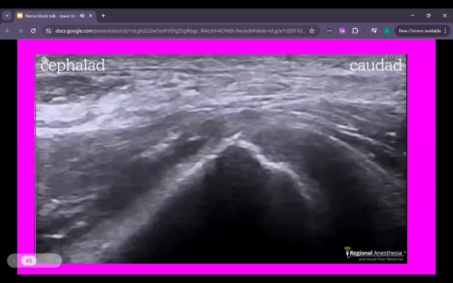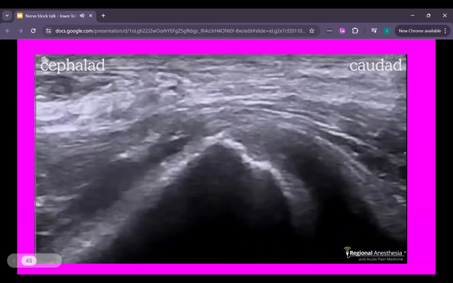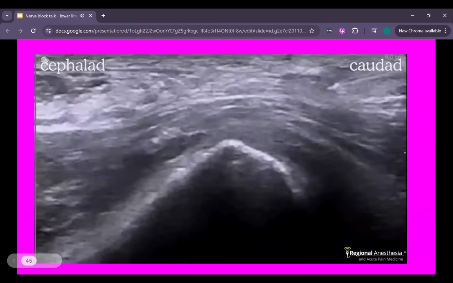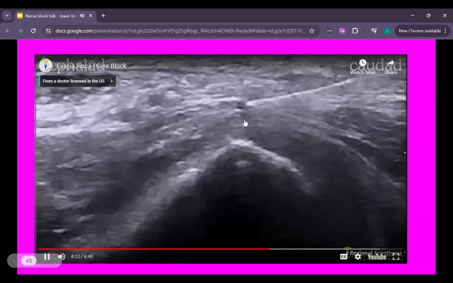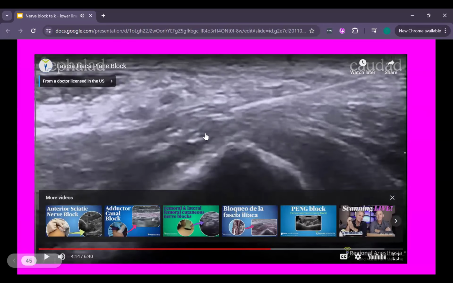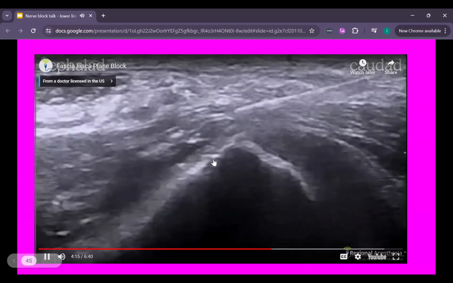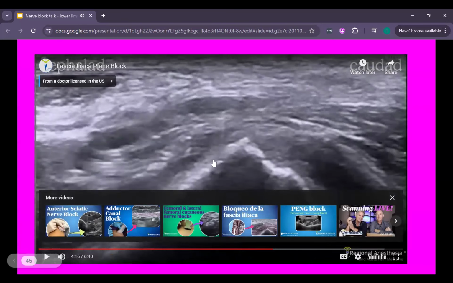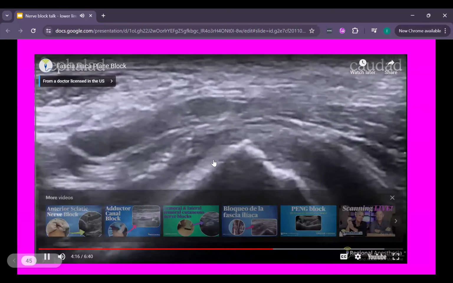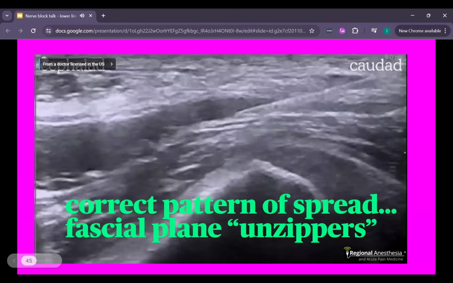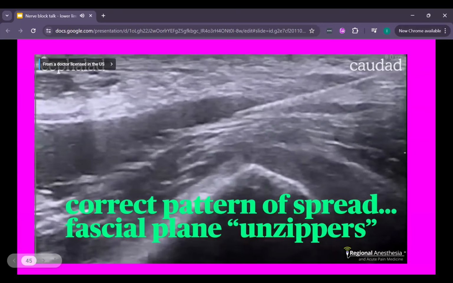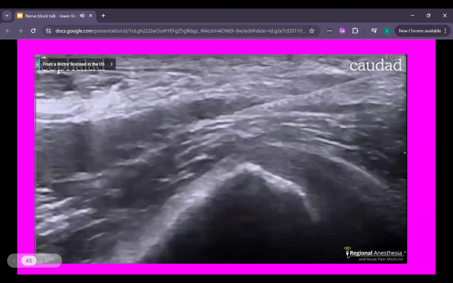So we're going to come back out with our needle and reinsert, keep an eye on that needle tip at all times. Appreciate the tactile pop. So you can see the pop just there. And now we'll try again. A little bit of volume. And you can see that spread. It really just peels off or unzippers. So that's a really nice endpoint that we're looking for. And so this is where we use our 30 to 40 mils of local anesthetic.